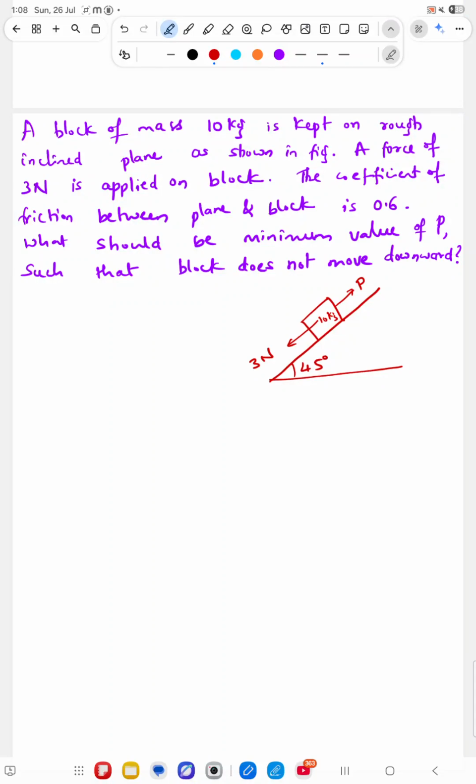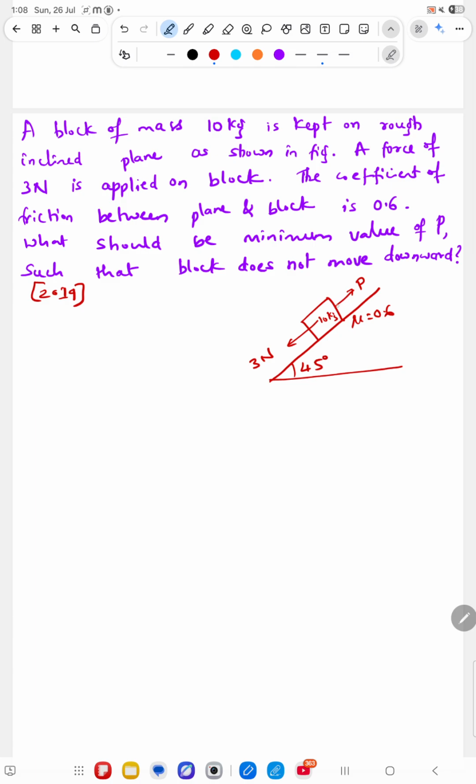Good morning, student. This is a JEE question, which was asked in the year 2019. The problem statement is like this: a block of mass 10 kg is kept on a rough inclined plane as shown in the figure. Here there is a 10 kg block placed on the inclined plane, which makes an angle of 45 degrees, and a force of 3 Newton is applied on the block in the downward direction, and the coefficient of friction between the plane and the block is 0.6. What should be the minimum value of P such that the block doesn't move in the downward direction?